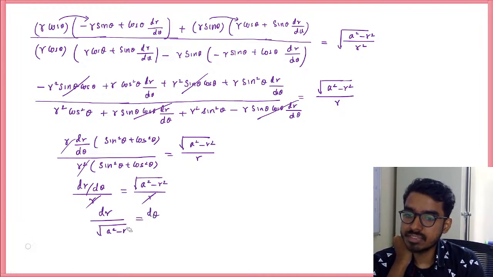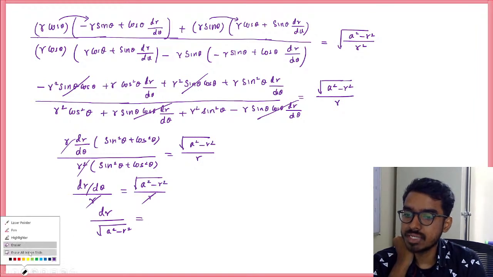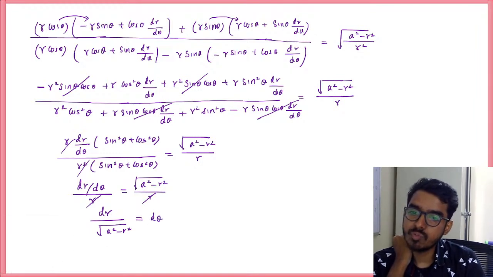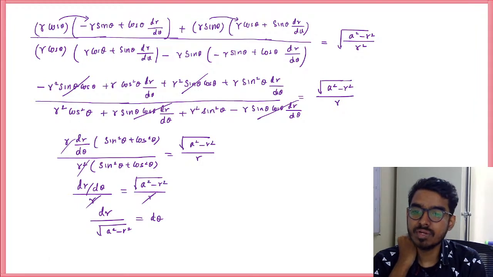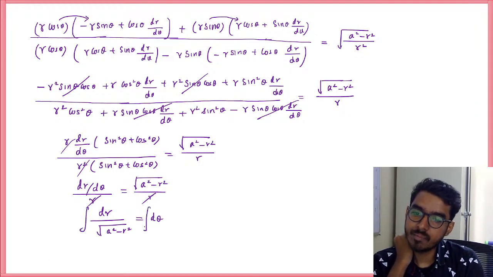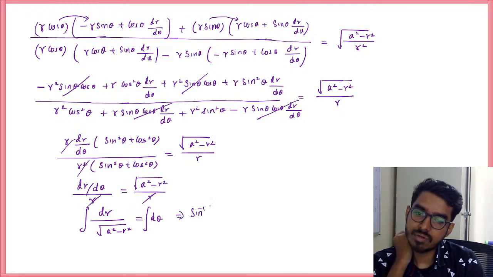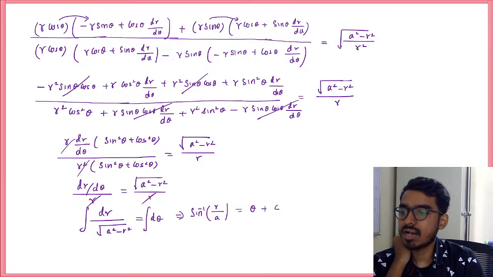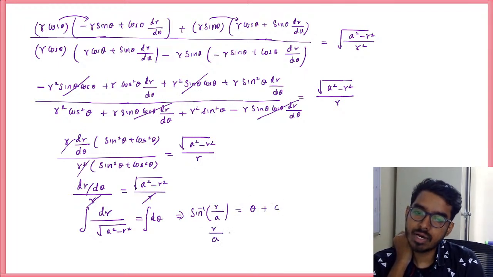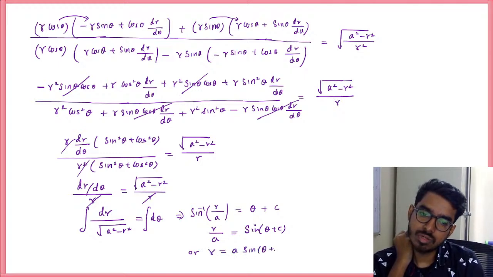Right? That's it. As you can see how the integral has reduced after substituting x to be equal to r cos theta, y to be equal to r sin theta. Now integrate. So what is the integral of 1 by root of a square minus r square? It is sine inverse of r by a. This is theta plus we'll add some constant c. So we have r by a is equal to sine of theta plus c. R is equal to a into sine of theta plus c.